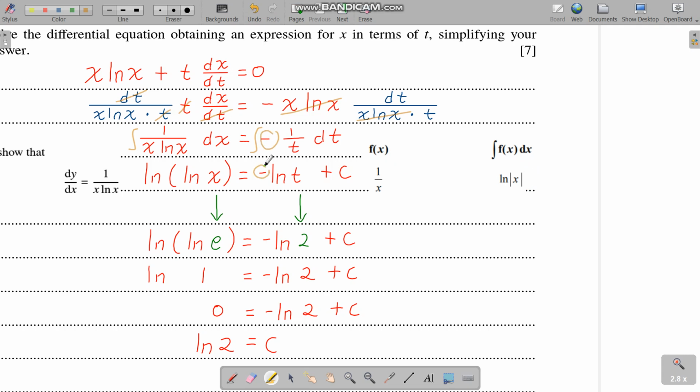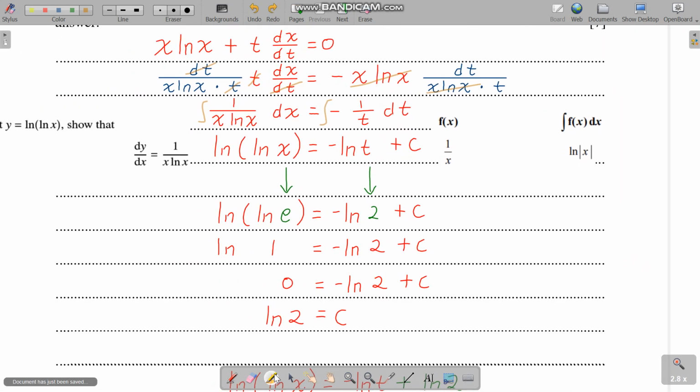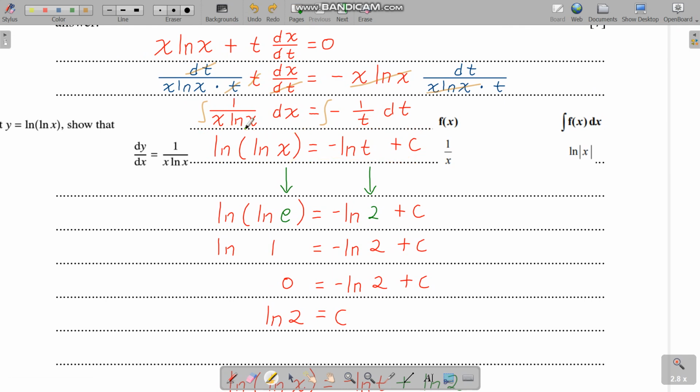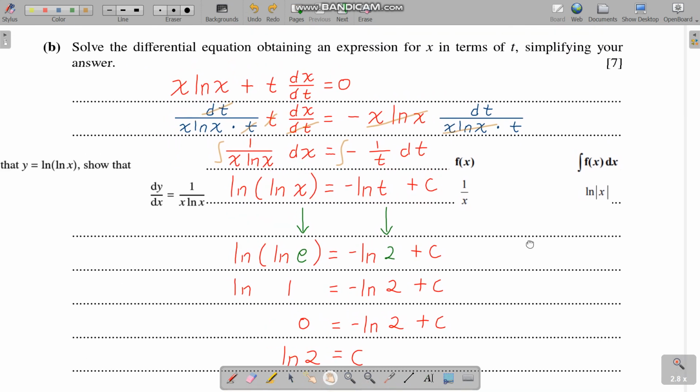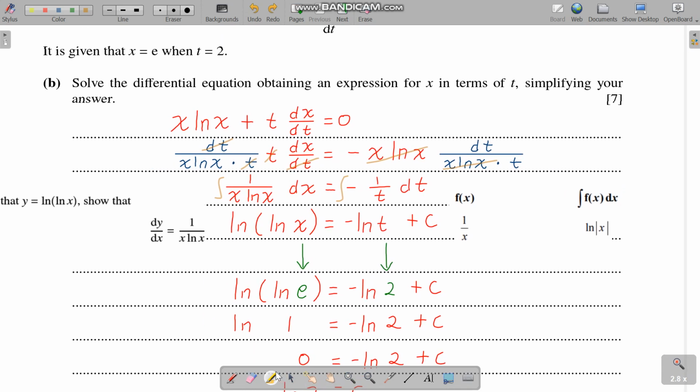Still we have the minus, just rewrite. And don't forget to add the constant of integration on one side. Now we have the general solution of the differential equation. To find the particular solution, we're going to need to plug in the x and t values: x equals e, t equals 2.